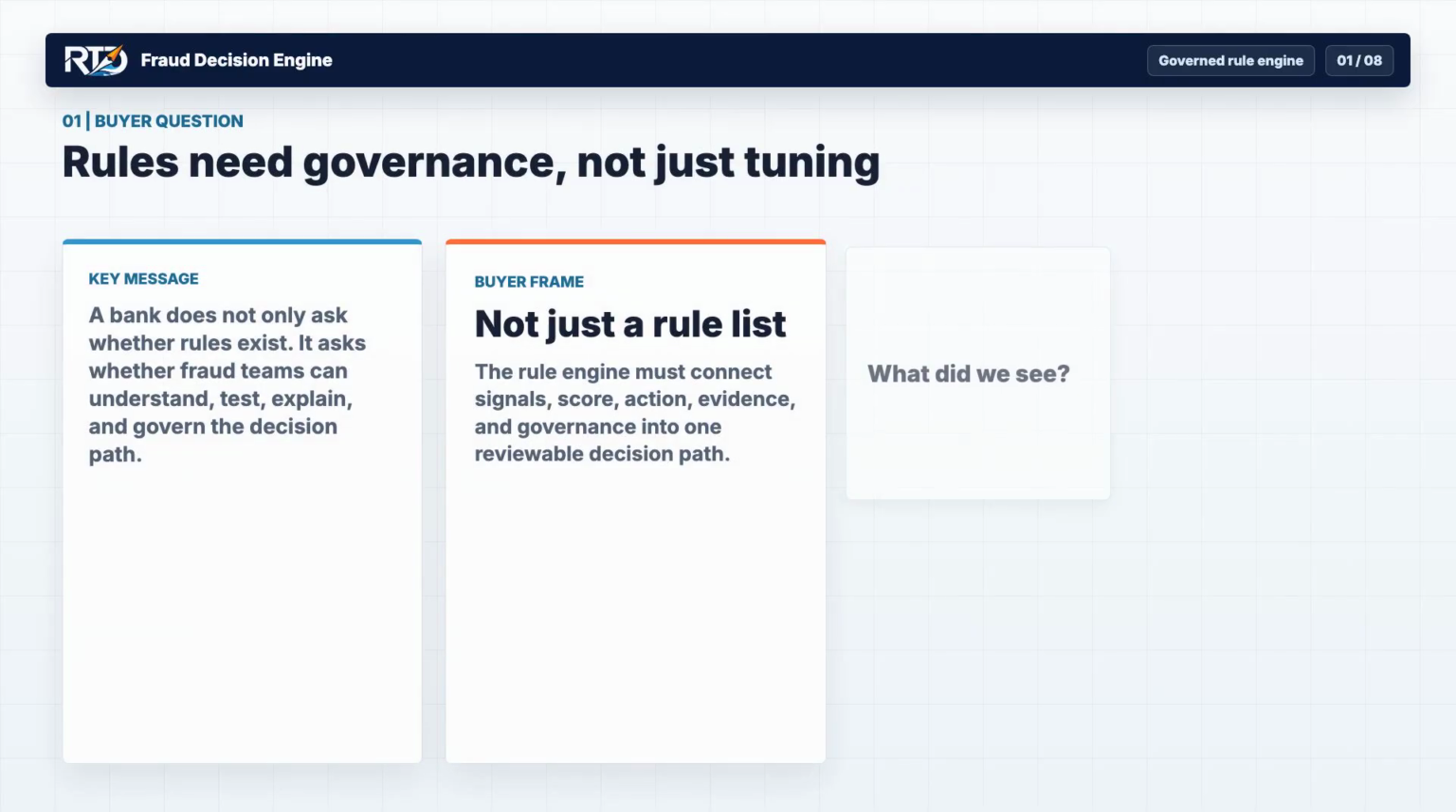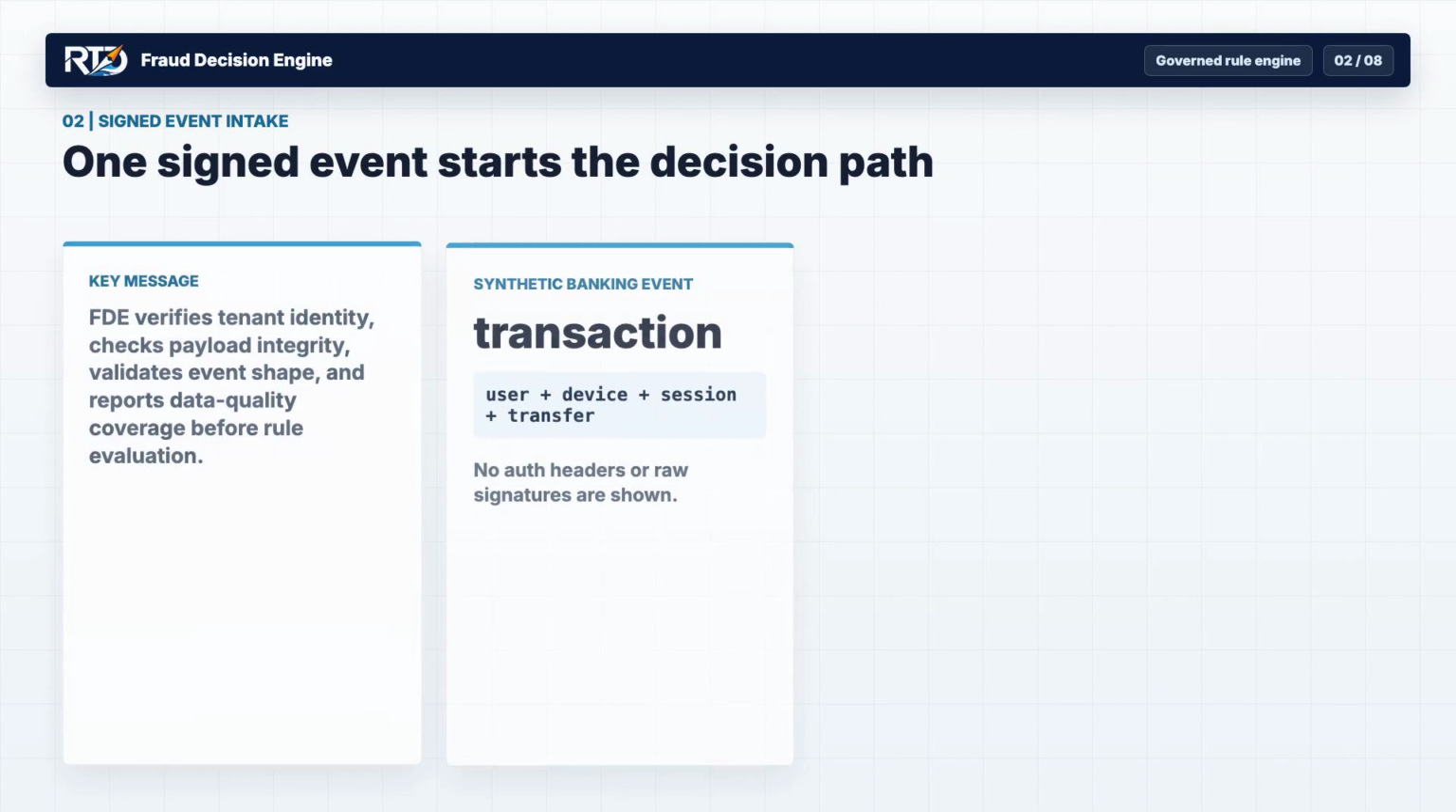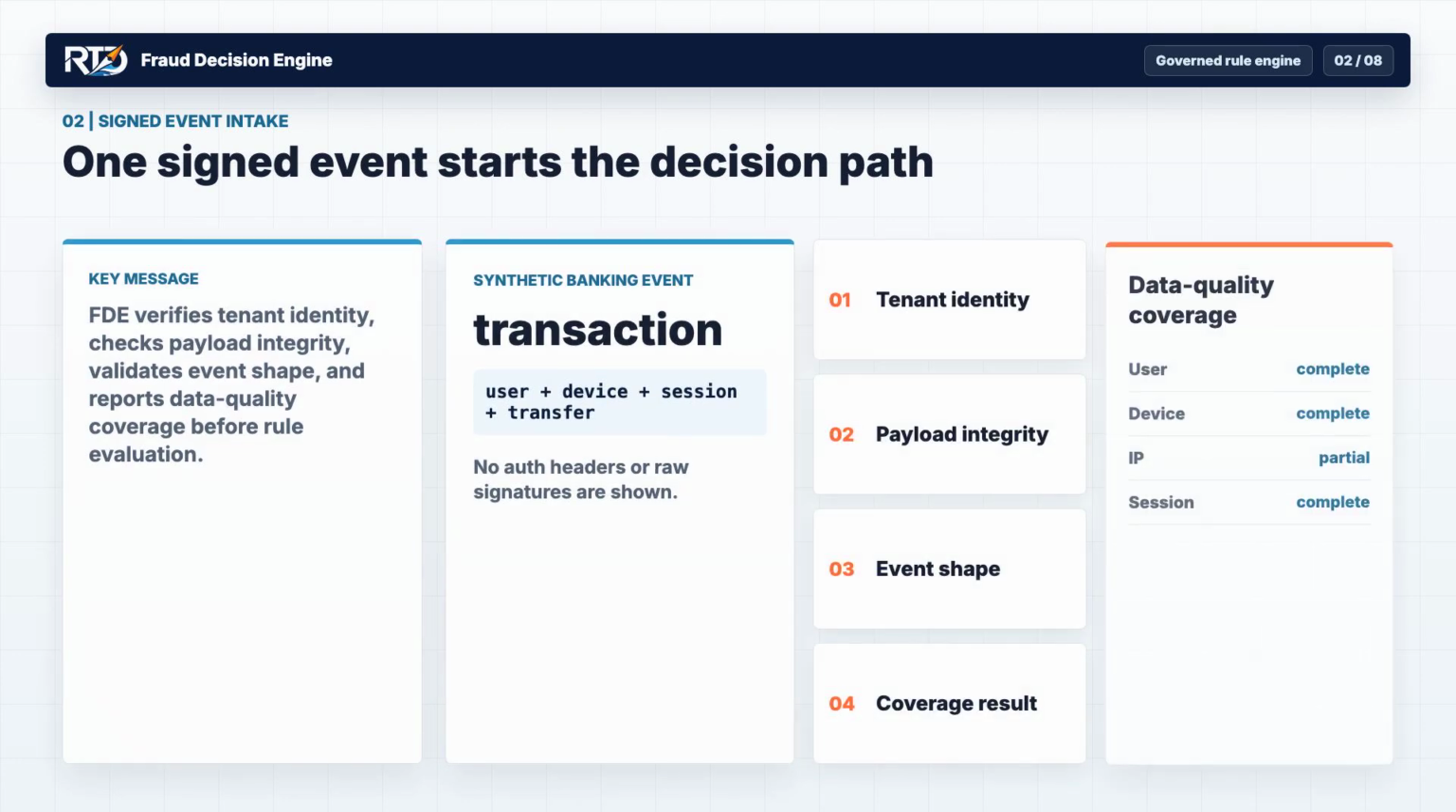Most fraud platforms can show a rule list. The harder buyer question is whether a bank can understand, govern, test, and explain how those rules affect a real-time fraud decision. A regional bank sends one signed banking event into FDE.